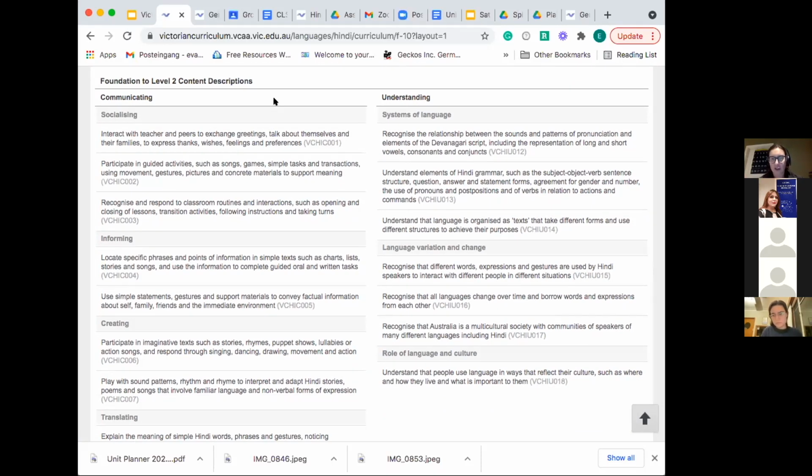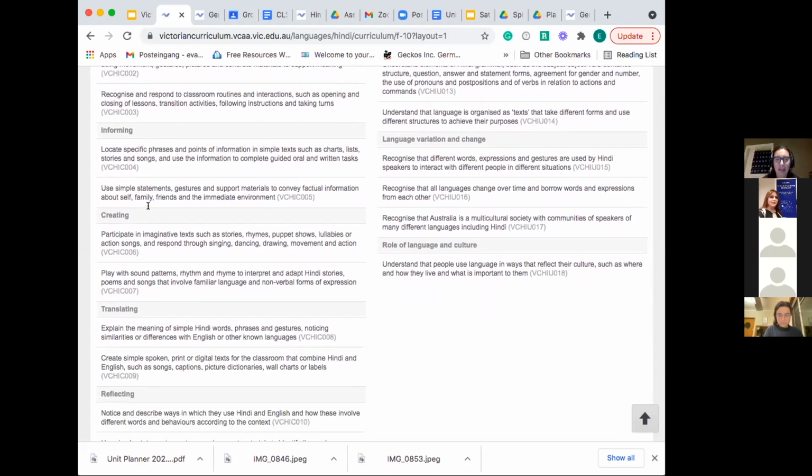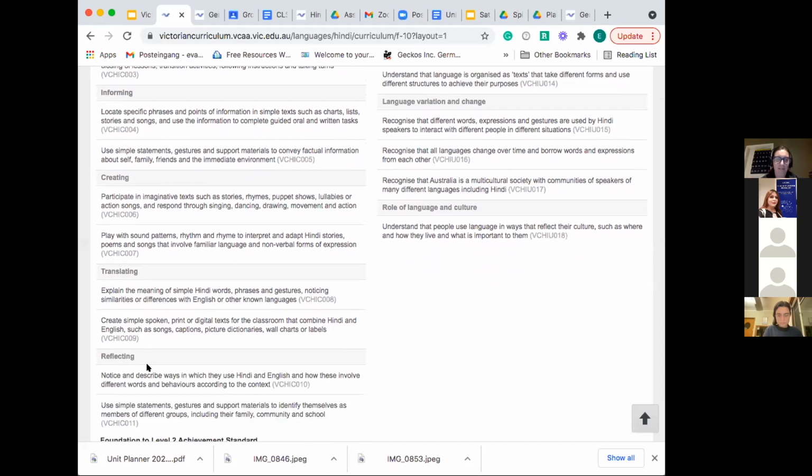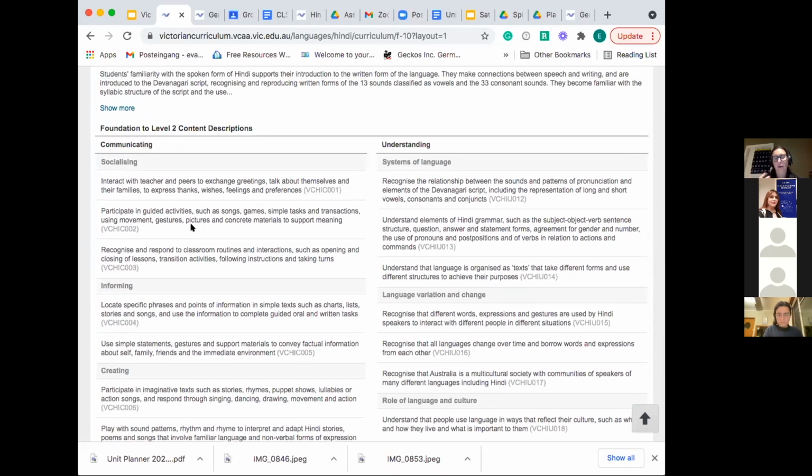We use language to communicate with each other. For example, we socialize, or we use language to inform or get informed. We use language to create text, stories, ideas. And of course, we use it for translating and reflecting. So that's one of the strands. That means one area we use language for.